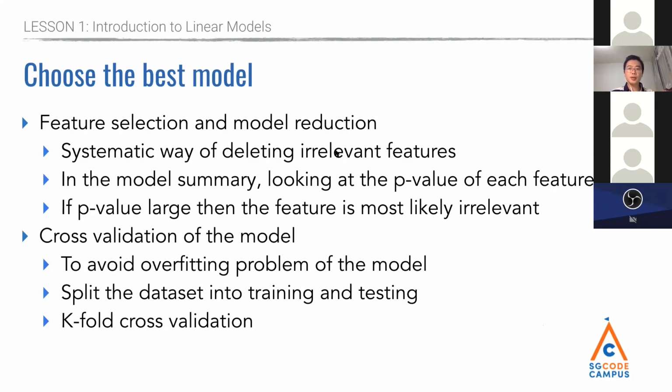In linear regression, it's a coefficient. In other models, it could be other model parameters. So this is feature selection and model reduction. Later on, we'll use an example to illustrate. Then cross validation of the model, later on we will talk about that.